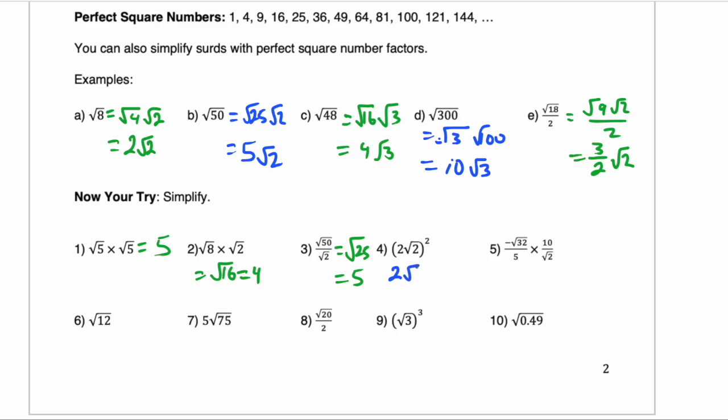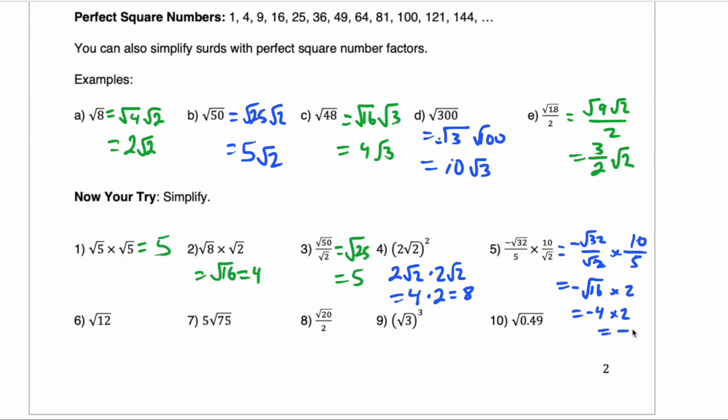And now squaring this surd here is just 2 root 2 times 2 root 2. And 2 times 2 is 4, and then root 2 times root 2 is another 2. And so the whole thing is just 8. The next one, you can rewrite this as root 32 over root 2 times 10 over 5. And this is negative root 16 times 2, negative 4 times 2, which is just simply negative 8.